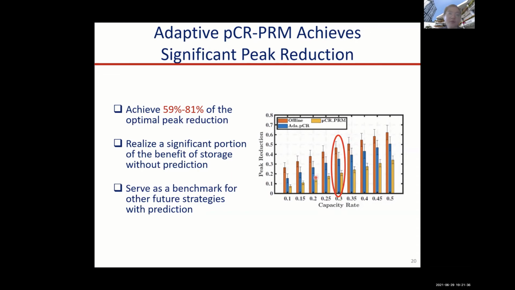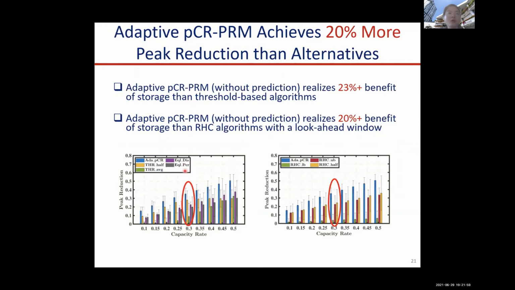Actually, this adaptive algorithm achieves 59% to 81% of the peak demand reduction under the optimal offline solution, where we have perfect future information. This result will serve as a benchmark for other future strategies when we could have some predictions. We also show that our adaptive algorithm realizes 23% more benefits of storage than threshold-based algorithms. This suggests that we should design more intelligent algorithms instead of simply relying on heuristics.